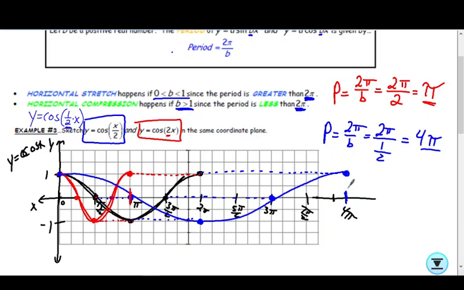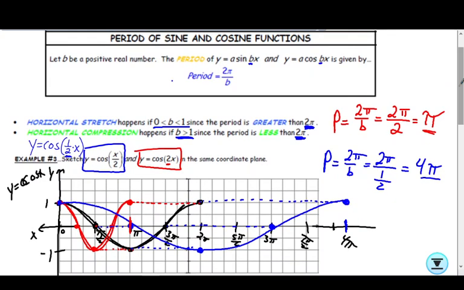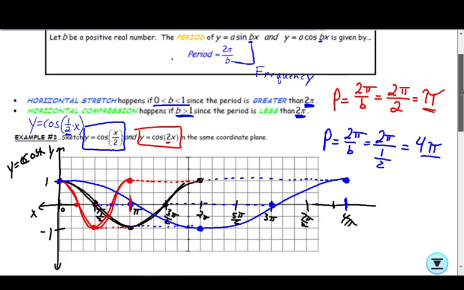Now, the other thing is that this b, in science, when we look at it, this b right here is also what we call frequency. B is what we call frequency because it tells us how many times we're going to see a wave. And in this case, when we talk about the original period being 2 pi, the frequency will tell me how many times we see it between 0 and 2 pi.